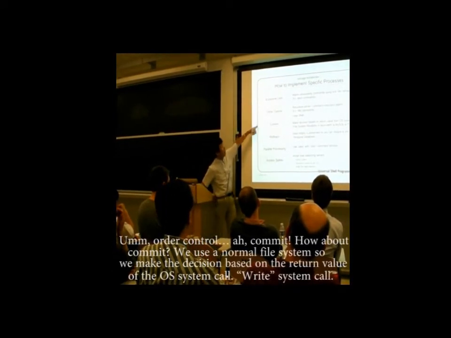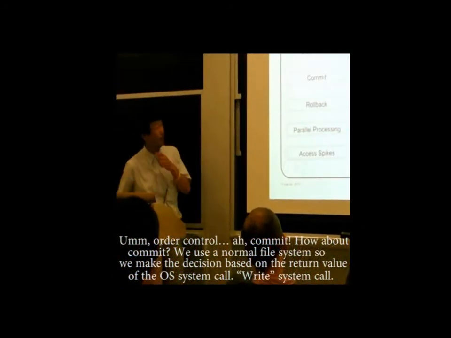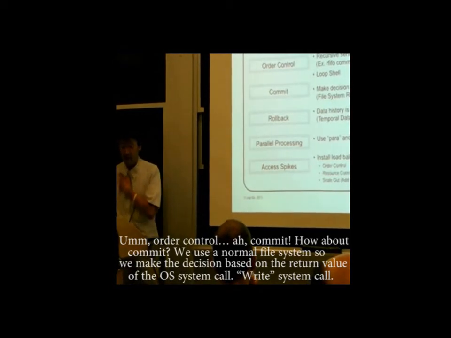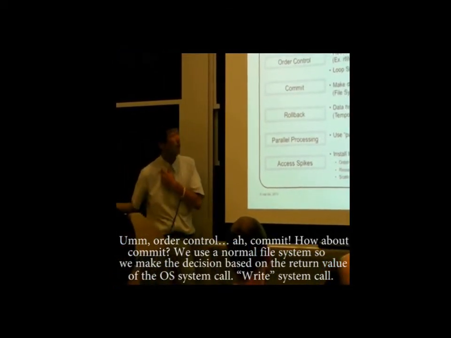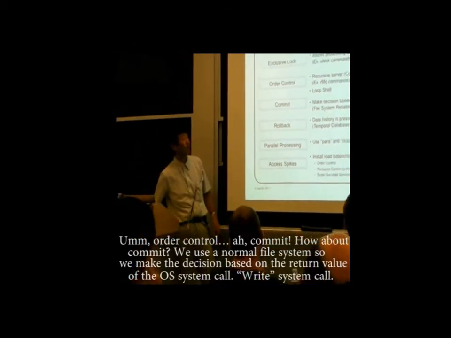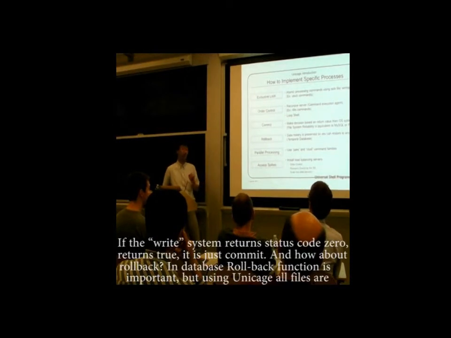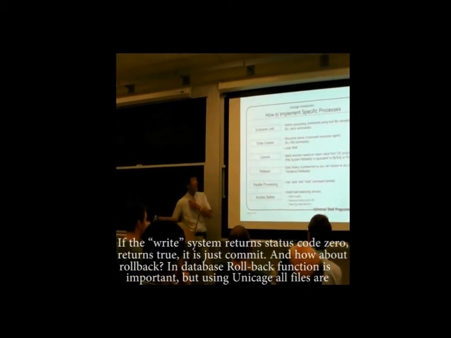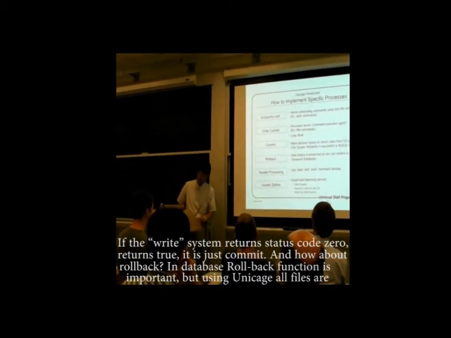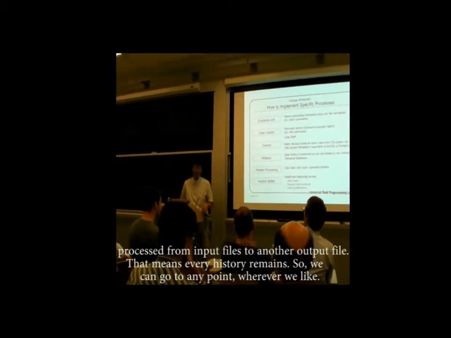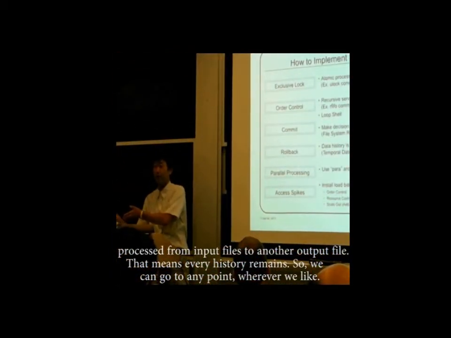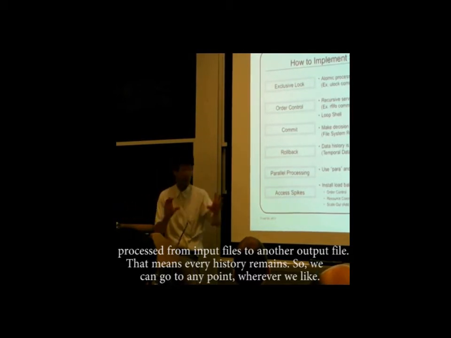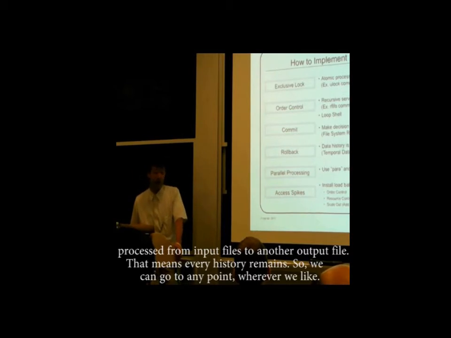And order control, commit. How about commit? We use the normal file system, so we make a decision based on the return value from the OS write system call. If the write system call returns 0, return true, it is just committed. And how about rollback? In a database, the rollback function is important, but using Unicage, all files are processed from input files to another output file. So that means every history remains. So we can go to any point, wherever we like.